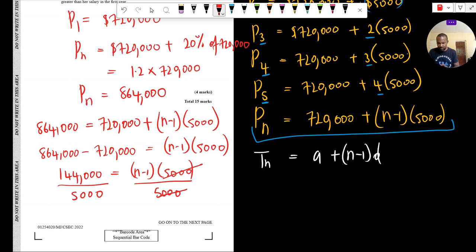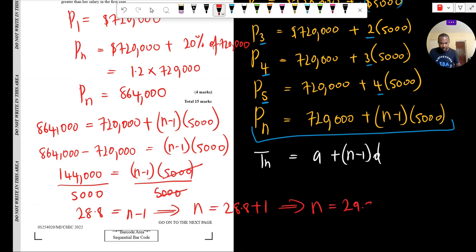Let me check something. 864,000 minus 720,000. Right. So 144,000, then divided by 5,000. Right, so this gives us 28.8. So 28.8 is equal to n minus 1, which implies that n is equal to 28.8 plus 1, which further implies that n is equal to 29.8. So 29.8, then obviously that corresponds to the 30th year. So therefore, n is approximately equal to 30.